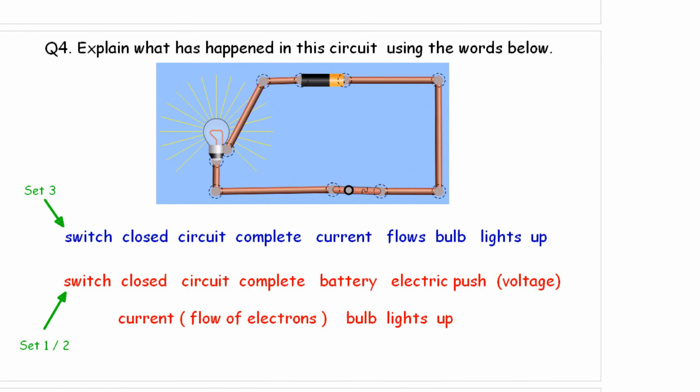Now, question 4, explain what happened in this circuit using the words below. Well, if you're set 3, listen up. If you're set 1 or 2, listen up. I would be saying, when the switch is closed, the circuit becomes complete. This allows current to flow around the circuit, and so the bulb lights up. Now we go on to set 1 or set 2.